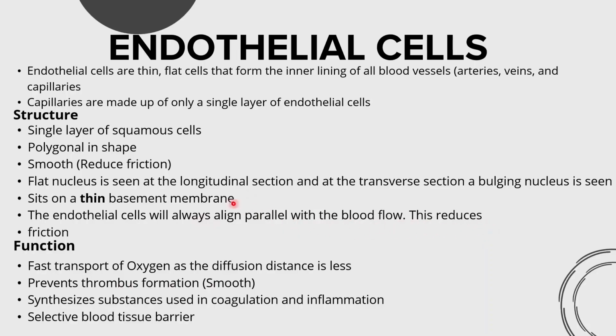reduce friction. Now, what is the point of all of these unique structures? It is so it can be related to its function. So, as I said, it has a single layer of squamous cells, meaning that fast transport of oxygen can occur as the diffusion distance is less. And it is smooth, so it can prevent thrombus formation. And it synthesizes substances used in coagulation and inflammation, and it is a selective blood tissue barrier.